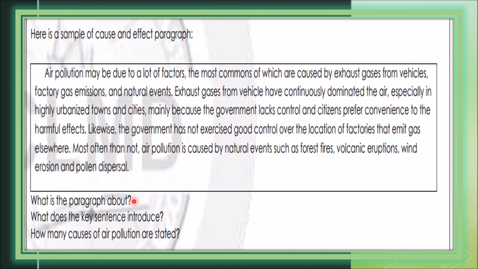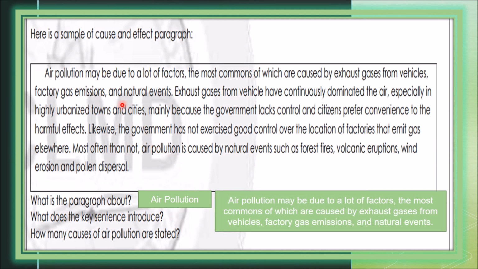The first one, what is the paragraph all about? It's about air pollution. What does the key sentence introduce? Where can we find the key sentence? Usually, it's the first sentence of the paragraph. So, air pollution may be due to a lot of factors, the most common of which are caused by exhaust gases from vehicles, factory gas emissions, and natural events. So this is the key sentence.